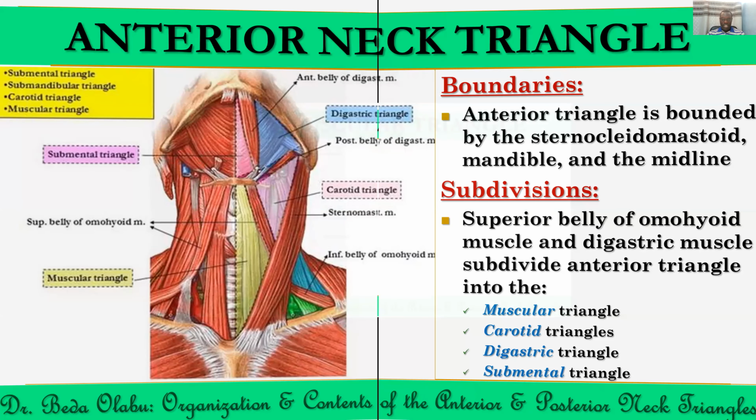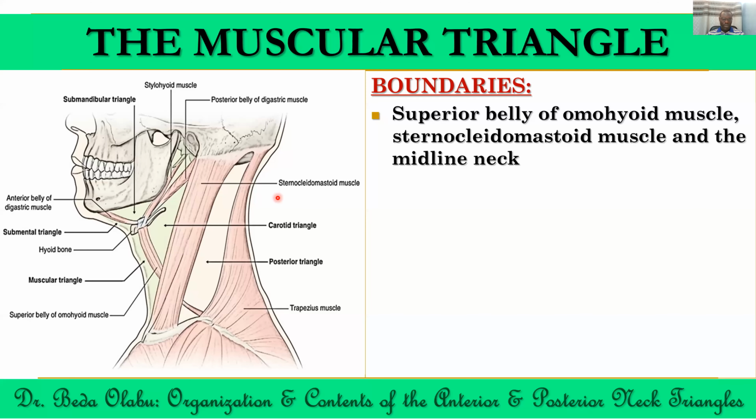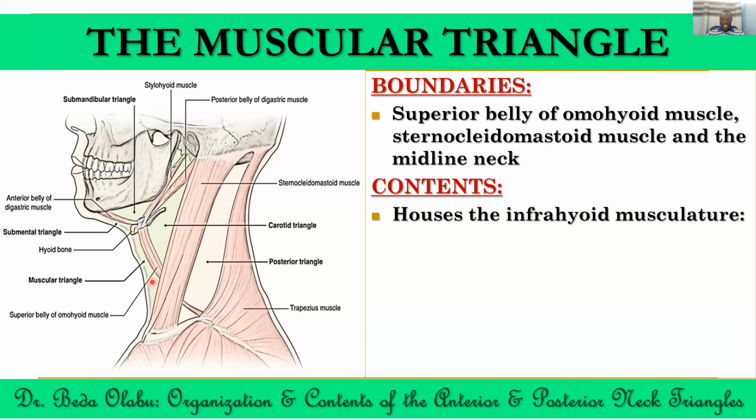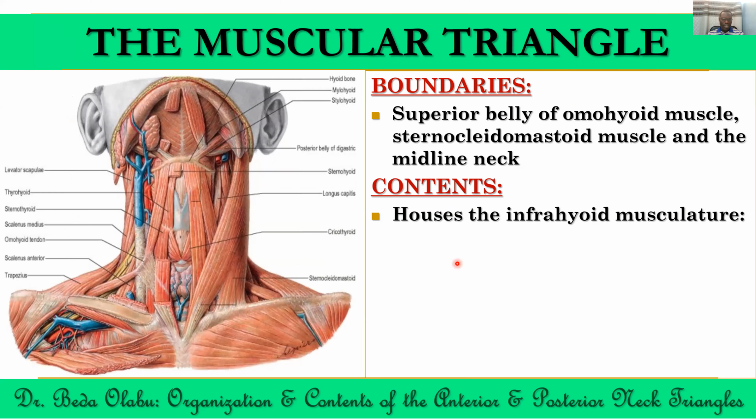Let's start with the muscular triangle so we can give its correct boundaries. We have the superior belly of omohyoid, the anterior border of sternocleidomastoid muscle, and midline of the neck. Those are the boundaries of the muscular triangle of the neck. In terms of its contents, the major content are the infrahyoid musculature. When you talk of infrahyoid musculature, we're referring to these muscles which are below the hyoid bone. Generally, we term them as the strap muscles.